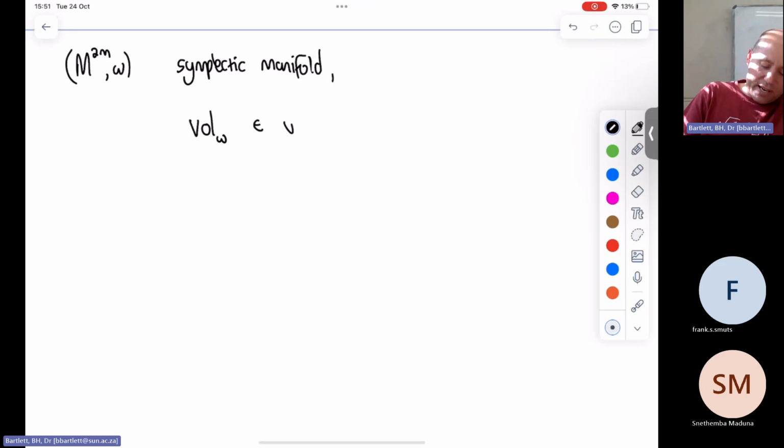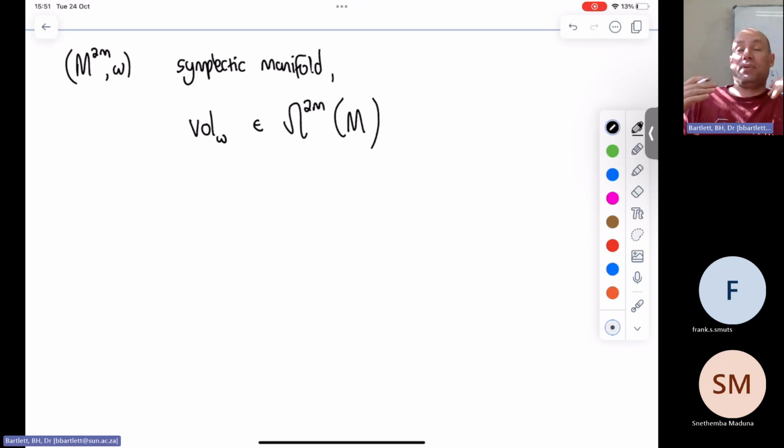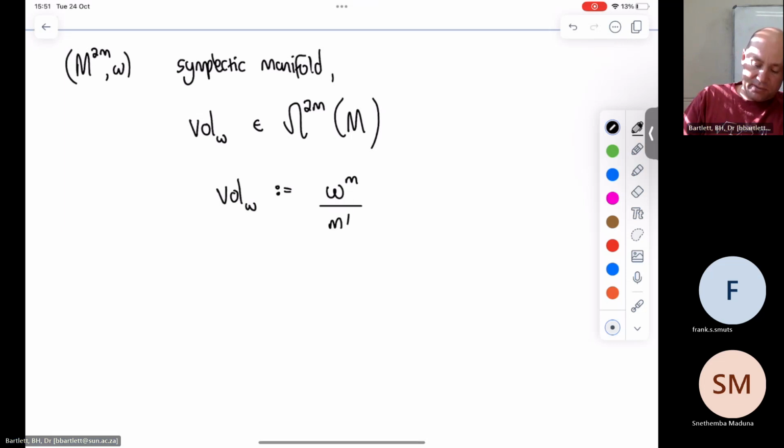What is that? It's a top dimensional form on the manifold, right? The manifold is 2m dimensional, so the top exterior power of the cotangent spaces stops at 2m. How do I define it? Well, by definition, I just take omega, which is a 2 form, and I take its mth wedge with itself. And then I divide by m factorial. That's called the Liouville form of the symplectic form.